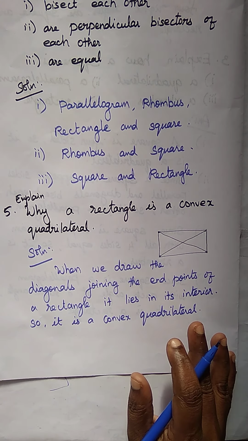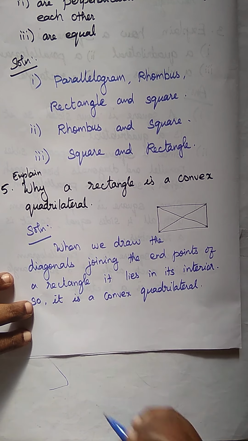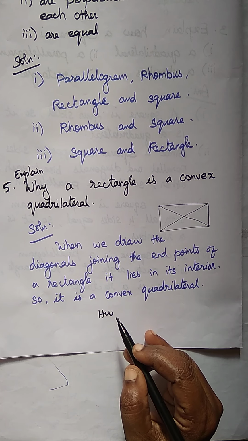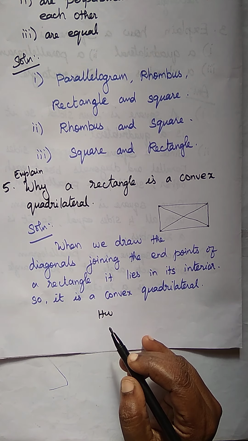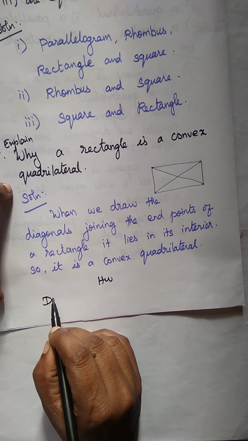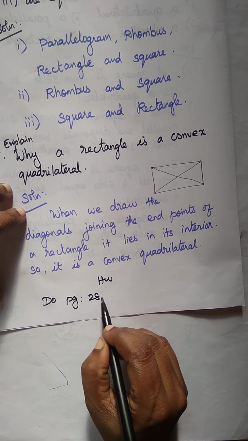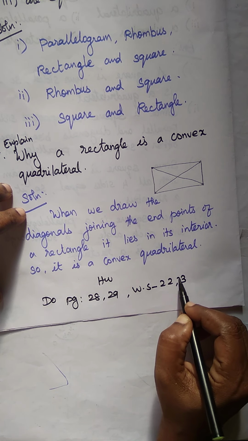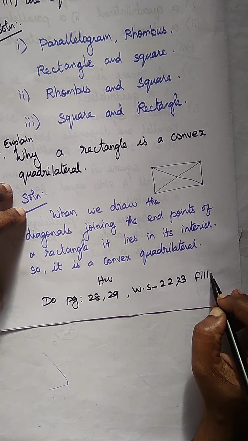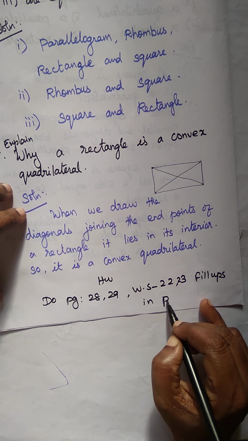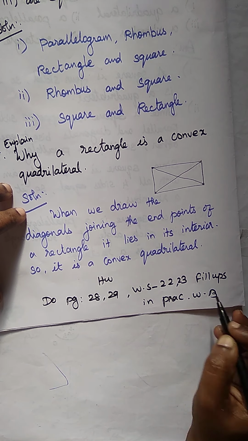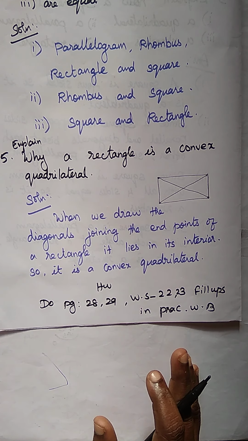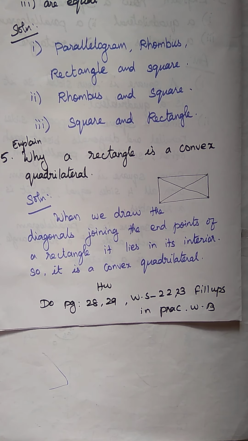So that's all, this exercise and this unit is over. Now your homework part. Your homework is, you do in your practice workbook, that is page 28 and 29, worksheet number 22, 23, fill-ups. You complete the fill in the blanks only in your practice workbook. In the next class we will revise and you are going to write the test in this unit. Okay, thank you students.